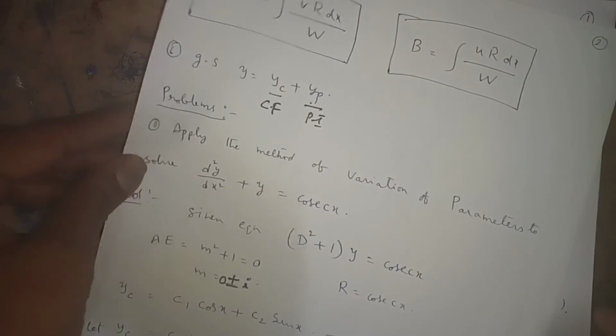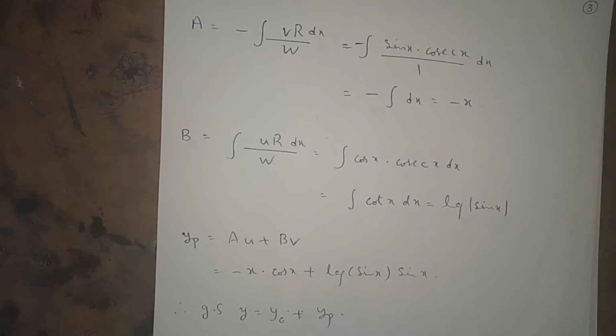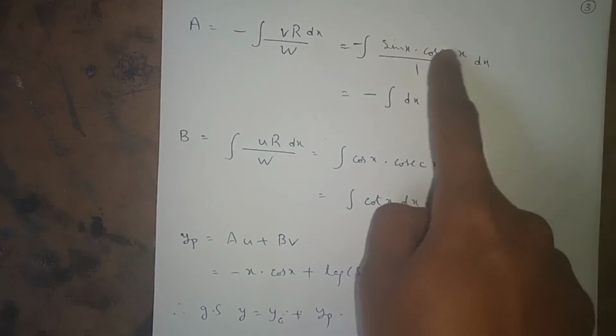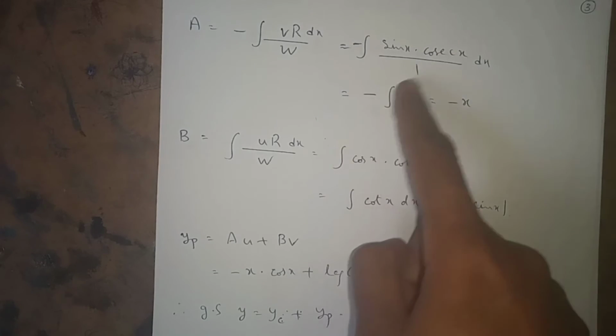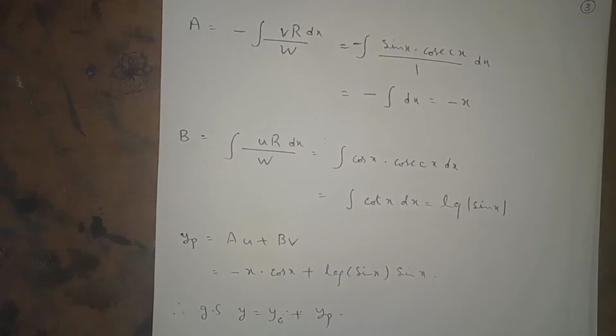After finding W, what you have to do? Now we will find capital A. Write the formula: A is equal to minus integral v R dx by W. v is equal to sin x, capital R is equal to cosec x, W is equal to 1. Sin x cosec x gets cancelled, because cosec x is equal to 1 by sin x. Minus integral dx is equal to minus x. That means capital A is equal to minus x.